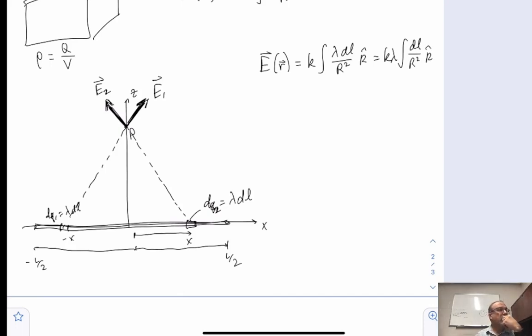Okay, so if we look at what those fields look like, then what's the r hat? The dl is just dx in both of these cases, lambda dx. And so we're looking at integrating over the length of this line charge.